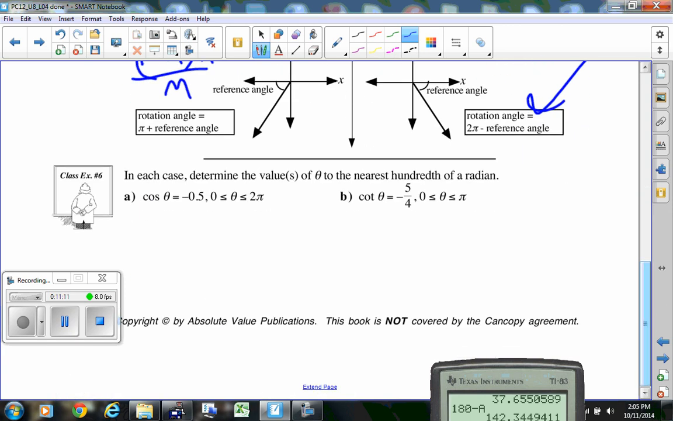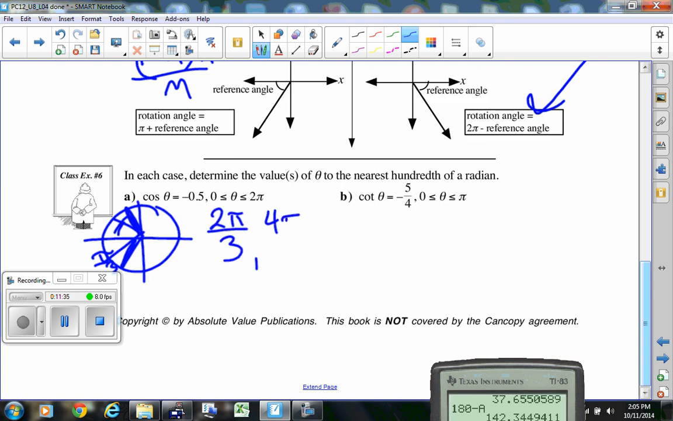So cosine theta is negative 0.5. Look, same thing. Cos is the x, there and there. In this case, I didn't draw that very well. It should be pi thirds. So this is going to be 2 pi thirds and 4 pi thirds.